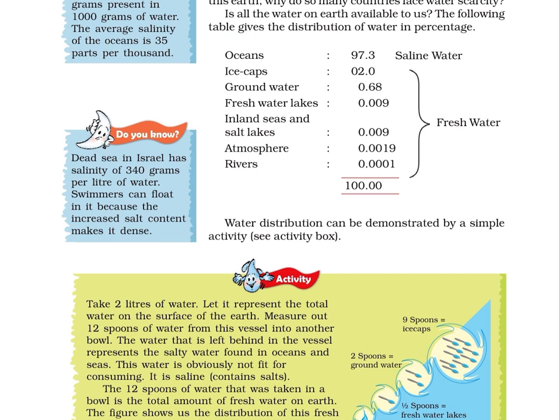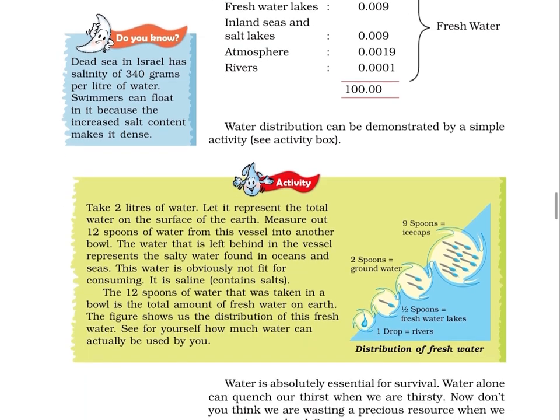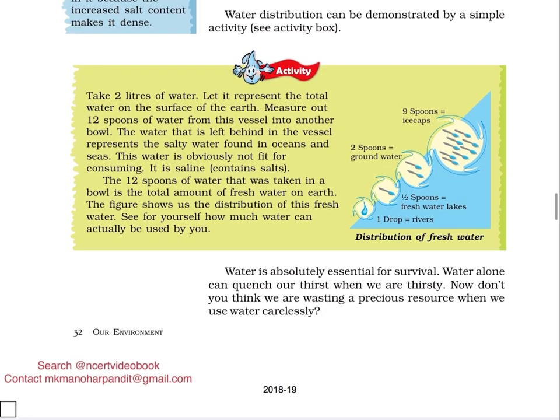Water distribution can be demonstrated by a simple activity. It's given in the activity box here. Activity: take 2 liters of water. Let it represent the total water on the surface of the earth. Measure out 12 spoons of water from this vessel into another bowl. The water that is left behind in the vessel represents the salty water found in oceans and seas.